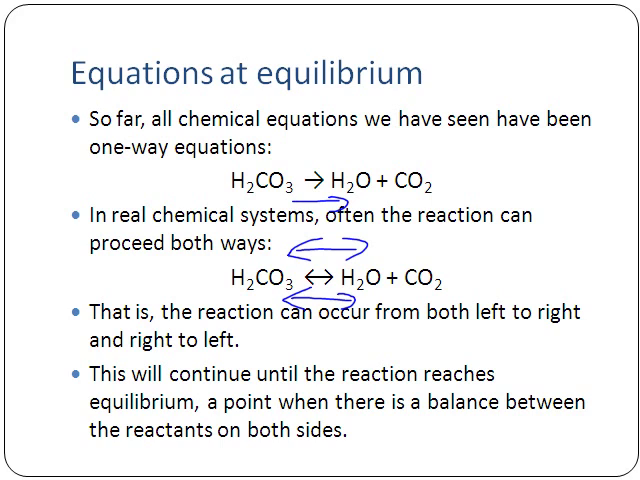Typically, this will continue until the reaction reaches equilibrium. There's a point where there's a balance between the reactants on both sides. And so eventually we'll get to the point where we have a balance between H2CO3 and water and carbon dioxide. Doesn't necessarily mean they're going to be equal. In fact, usually they're not. But they are going to reach a balancing point if we don't change any other conditions on the system. And so this is called equilibrium whenever they reach this point.